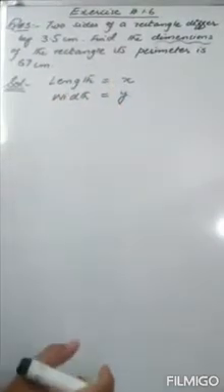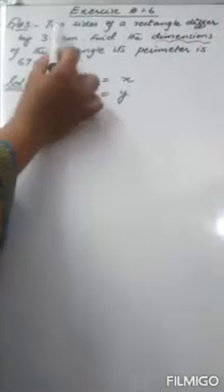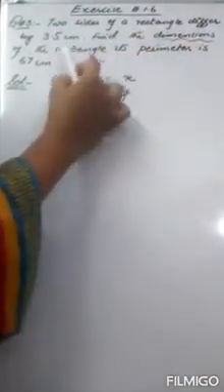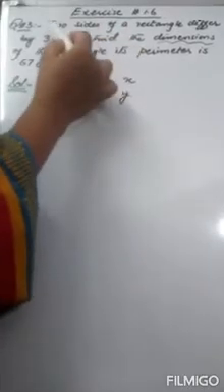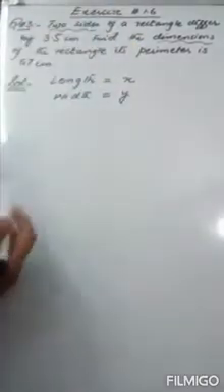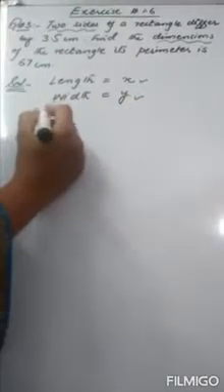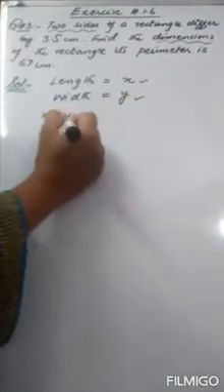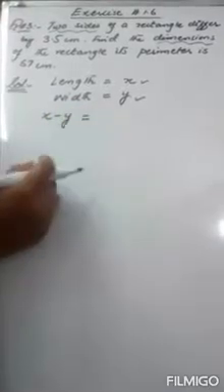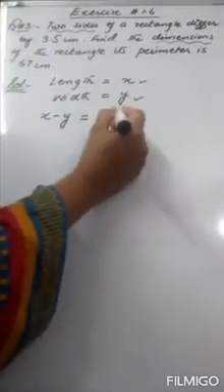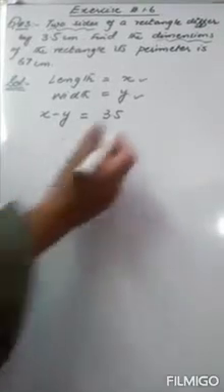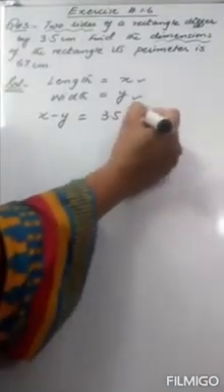Now we will make the equations according to the statements. Two sides of a rectangle differ by 3.5 centimeter. Differ means their subtraction. And what are the two sides? Their length and width. Their difference means we will subtract them. x minus y is equal to 3.5 centimeter. So this is equation number 1 according to our statement.